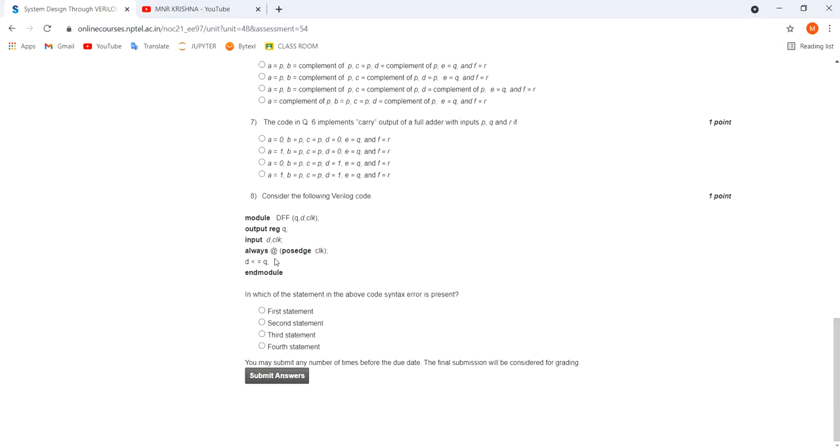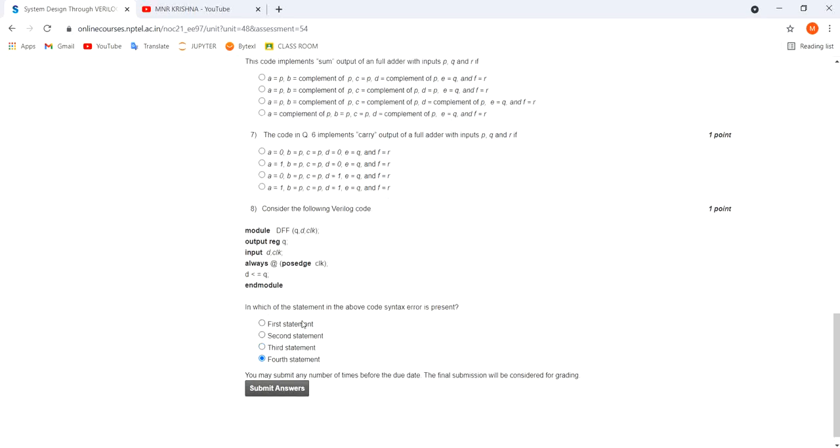That is the fourth statement. I think the fourth statement. For the always block, the semicolon is not required in the syntax part. So the fourth statement is a syntax error. So option D is correct.